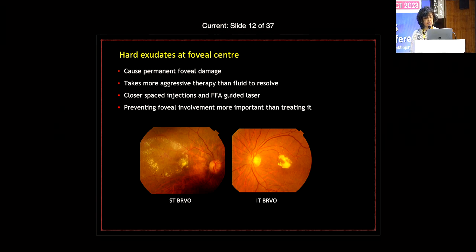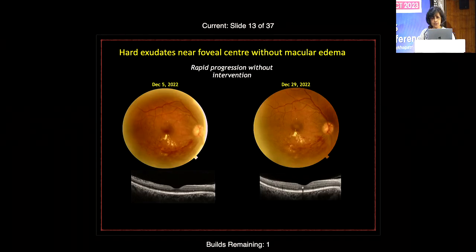Hard exudates in retinal vein occlusions. These are more damaging than fluid. They cause permanent foveal damage, and it takes more aggressive therapy to clear these compared to fluid. Requires more closely spaced injections. So it's better to prevent these if possible. As you see in this slide, within 3 weeks, a hard exudate has moved into the center, which was not there. So we have to be very quick in our treatment.